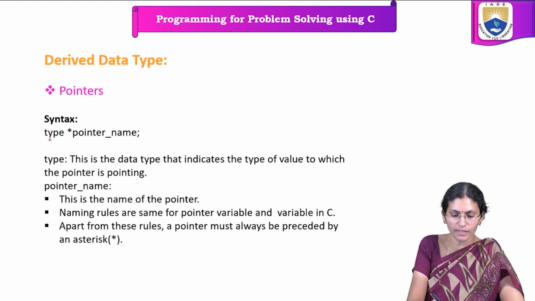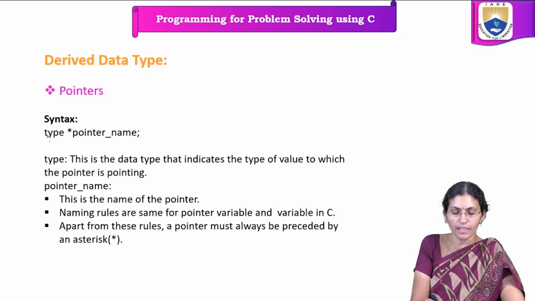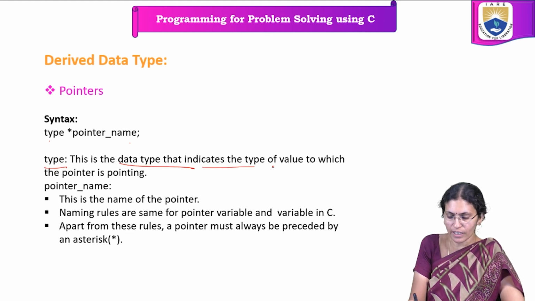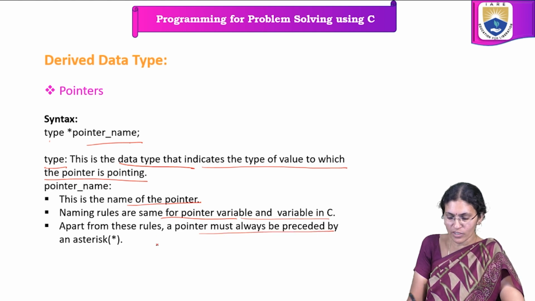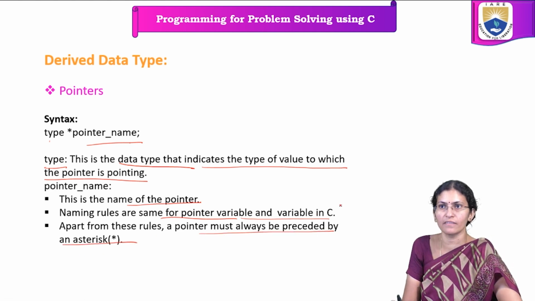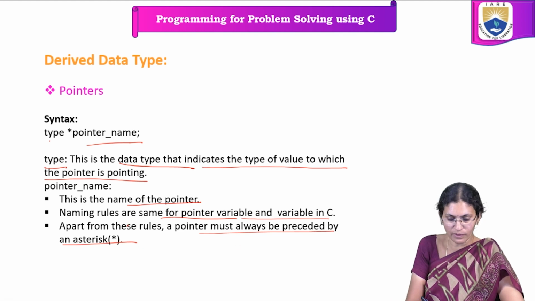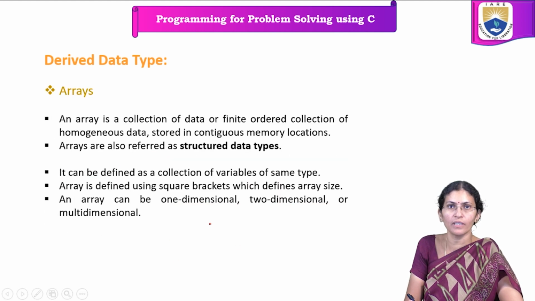So the syntax is type, or you can say data type, then star, pointer name, semicolon. Type indicates the type of value to which the pointer is pointing. Pointer name is the name of the pointer. To name a pointer, the same rules are followed as we follow for variables in C. Apart from these rules, a pointer must always be preceded by an asterisk. That is the difference between a normal variable and a pointer variable.